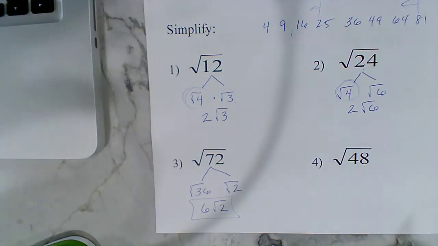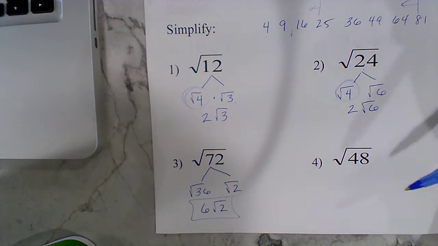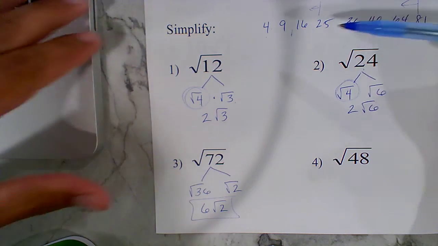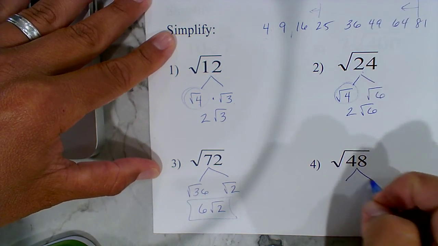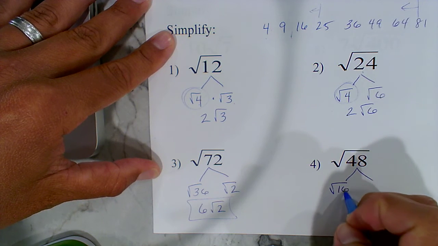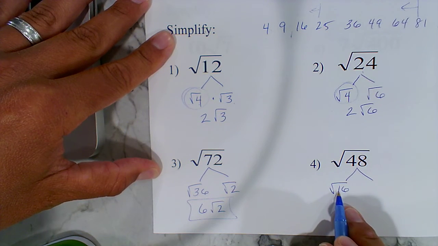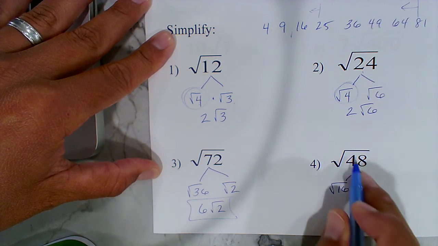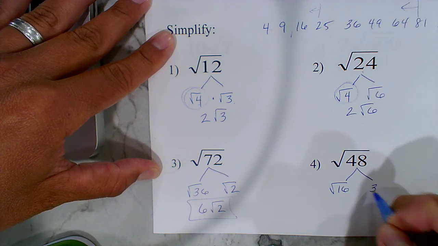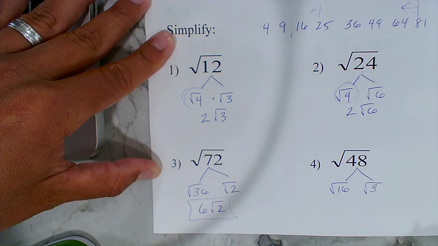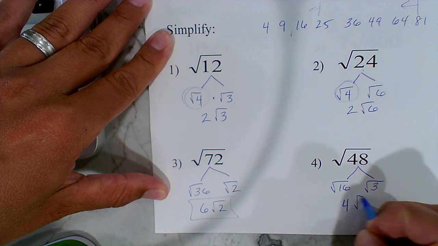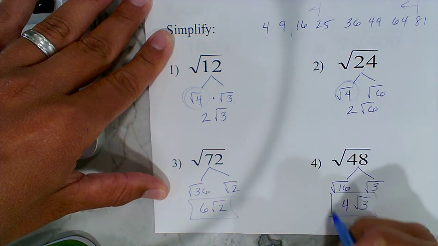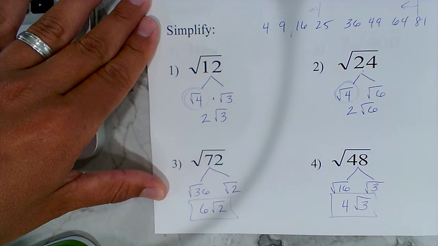Same concept as before with the 48. Kids usually see that 4 goes into 48 perfectly, but you have to see that 16 does as well. So you want to split this into the biggest possible perfect square. Radical 16 times what is 48? 16 times 3. So rad 16 times rad 3. Rad 16 is just 4, and you're left with 4 radical 3.